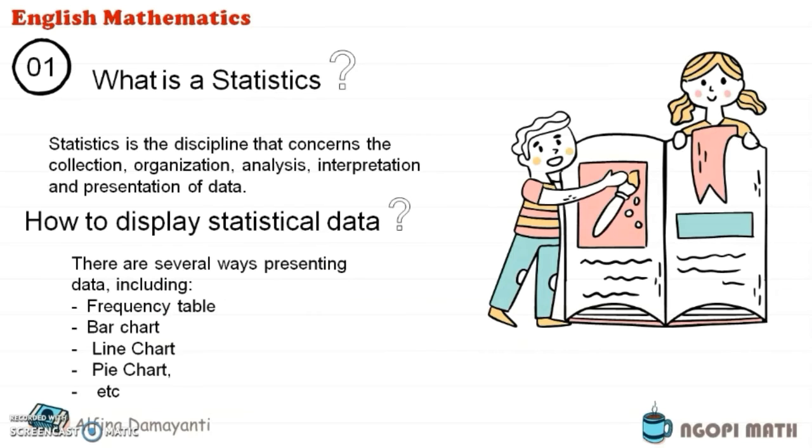First, what is statistics? Statistics is the discipline that concerns the collection, organization, analysis, interpretation, and presentation of data. How to display the statistical data? There are several ways of presenting data, including frequency table, bar chart, line chart, pie chart, and etc.